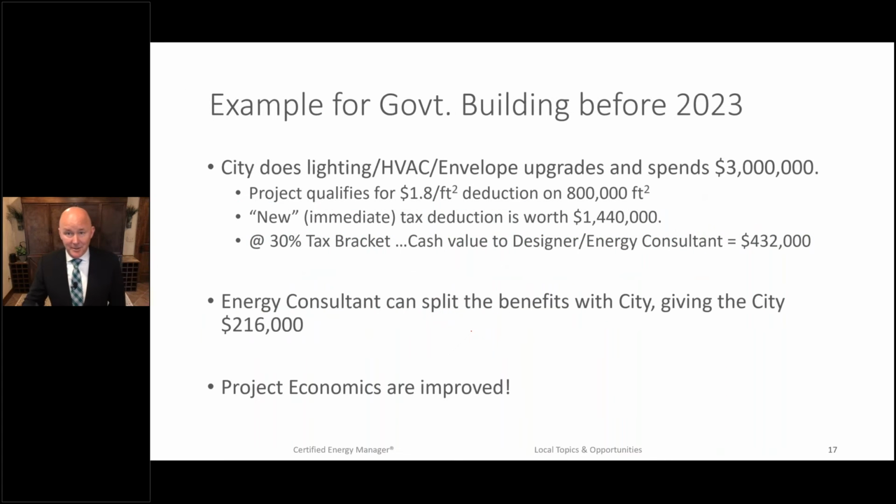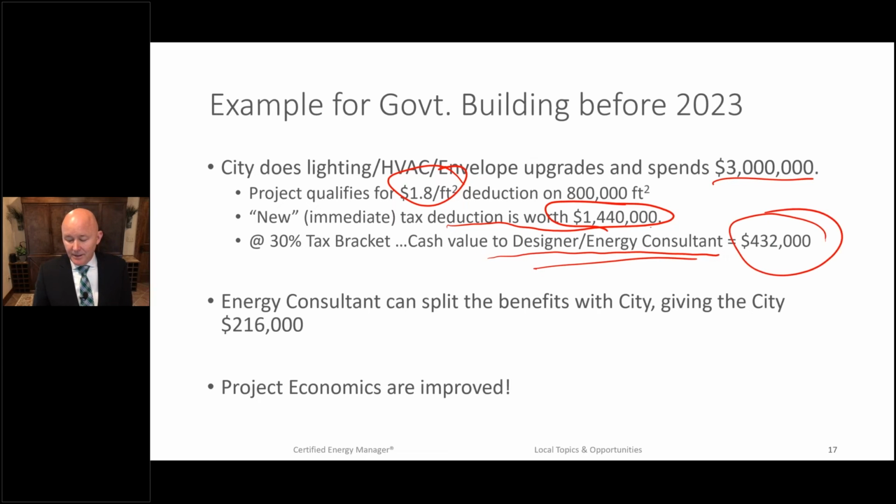So let's take a look at a government example. Again, before 2023, the credits are only $1.80 per square foot. And you run the numbers, you spend 3 million, you get an 800,000 square foot building. So your tax deduction is worth 1.4 million. Assuming 30% tax credit, then the cash value to the designer, which you might pass on to your client, some of it, is 432K. Let's say you split it with your client, say they're the city, and you split it 50-50, you're going to give the city 216K, okay, which they never would have gotten before. And I would say this is a pretty good value proposition.